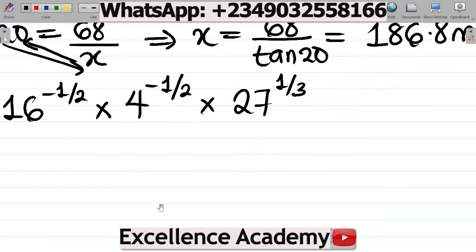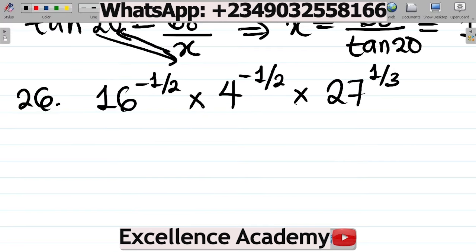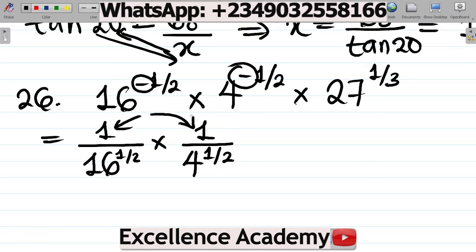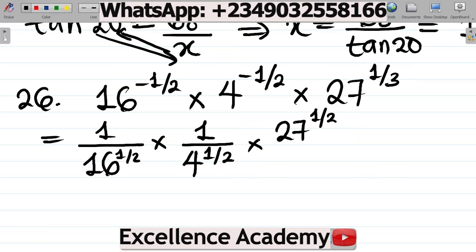So how do we solve this question? When you have a negative power, you have to take an inverse. That means 1 all over 16 to the power 1 over 2, multiplying, you have a negative here, so we'll take an inverse, that becomes 1 all over 4 to the power 1 over 2. The concept is to eliminate this minus here, we take 1 over, as you can see. It's called an inverse. Multiplied by, there is no minus here, so don't stress, that becomes 27 to the power 1 over 3.